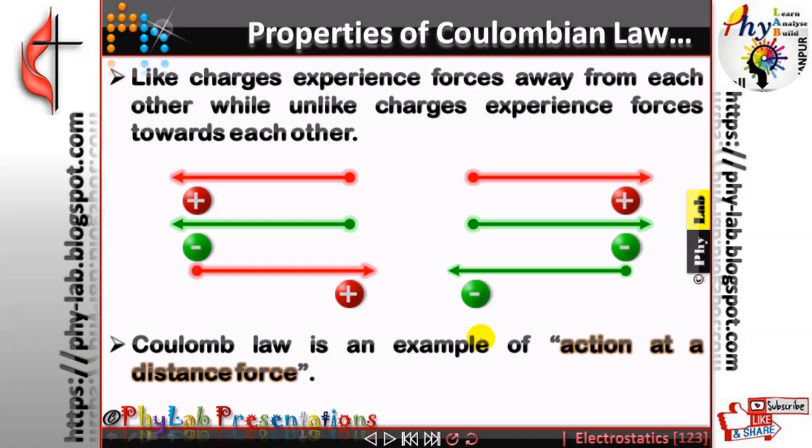Both are examples of central force. That means both forces act along the line joining the two charges, and both forces manifest themselves in the form of fields. That means they are acting from a distance. So that's why we are going to call them action at a distance. The gravitational force acts with the help of a gravitational field. Electrostatic force acts with the help of an electric field, and we are going to discuss electric field in much greater detail in the coming days, friends.